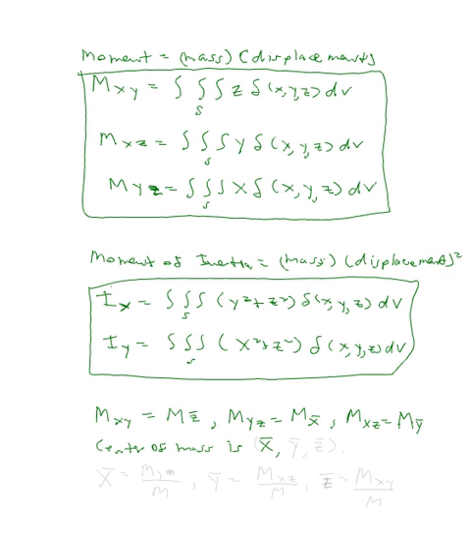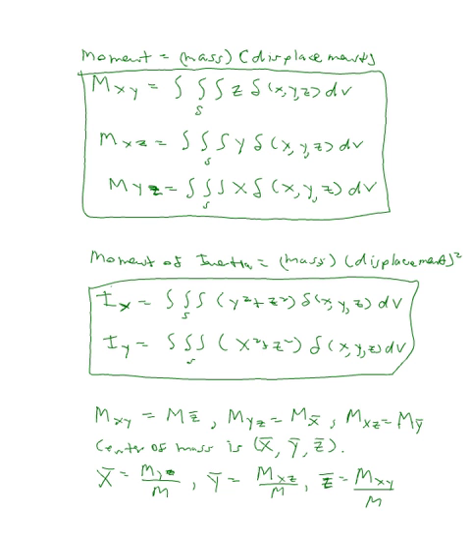From these three equations, we can get our formulas for the center of mass. The center of mass is the point x bar, y bar, z bar, where x bar is equal to M sub yz over M, and y bar is M sub xz over M, and z bar is M sub xy over M.